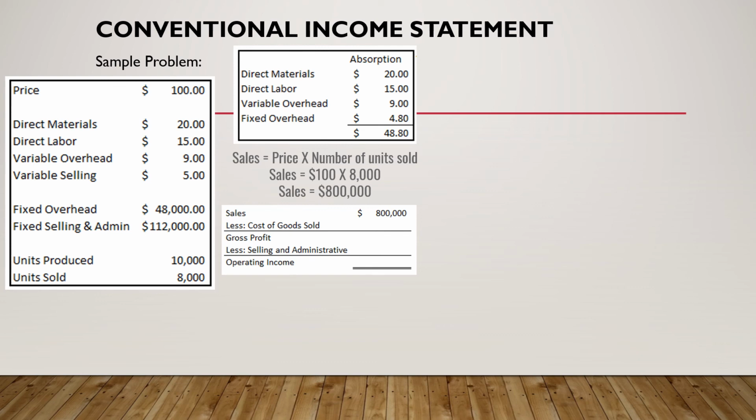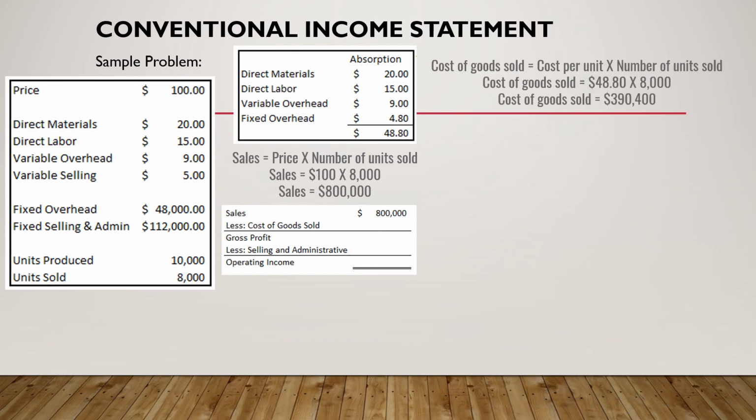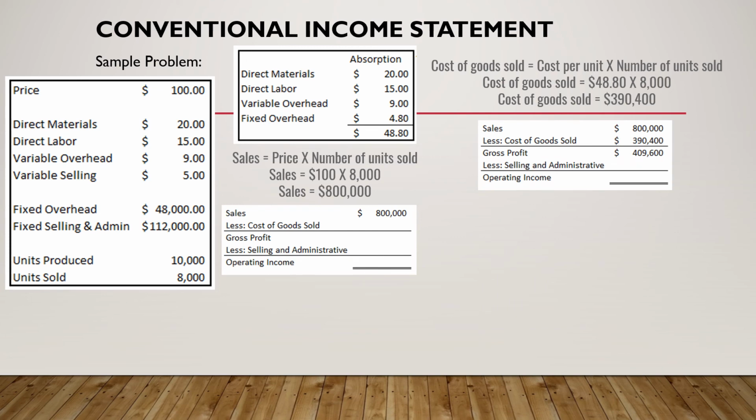Next, we compute for the cost of goods sold. So the one we computed, the unit product cost is 48.8 times the 8,000 units sold, we got 390,400. Now, we deduct this from the sales. So, we have a gross profit of 409,600. Then, we subtract the selling and administrative cost.